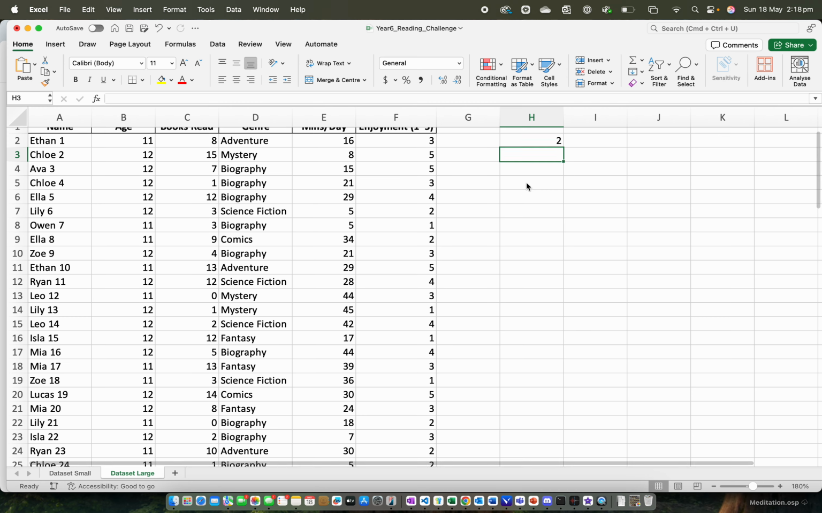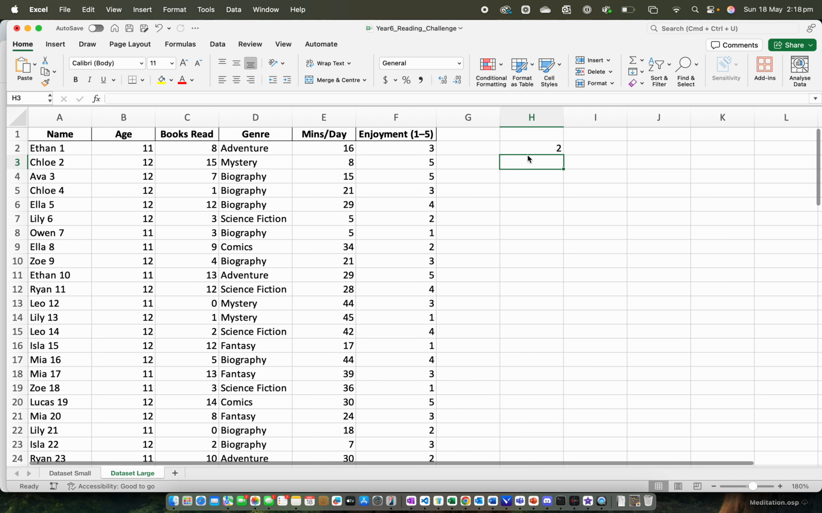And it says the most common enjoyment rating over 100 rows is only 2. So that's a bit of a worry. Our students really aren't enjoying their reading. So now we know we probably really need to do something about that.